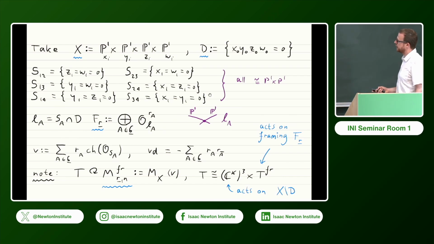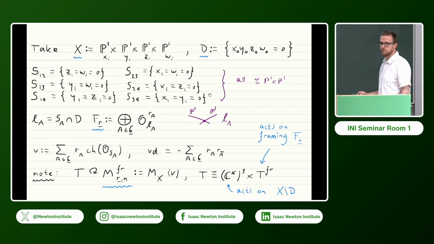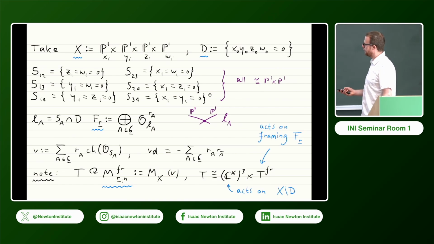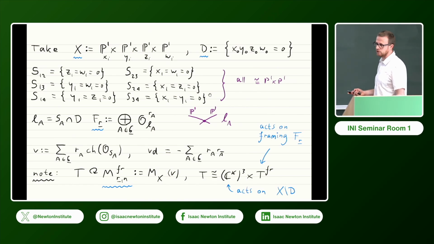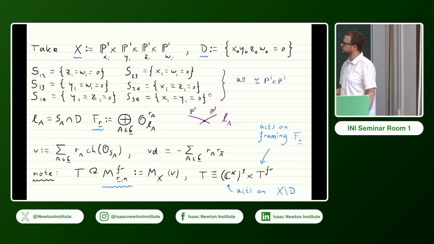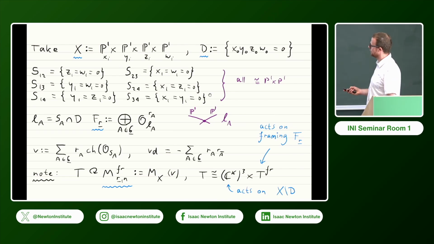And then as our Chern character, we take the sum over all A in 6 bar of RA Chern of OSA. And at least you immediately then find that you get the correct virtual dimension. So the virtual dimension is again negative. It's minus the sum over all A in 6 bar of RA bar.